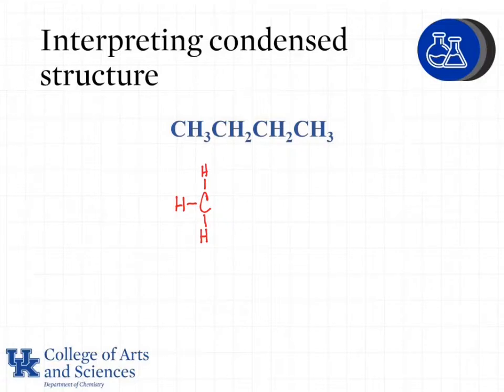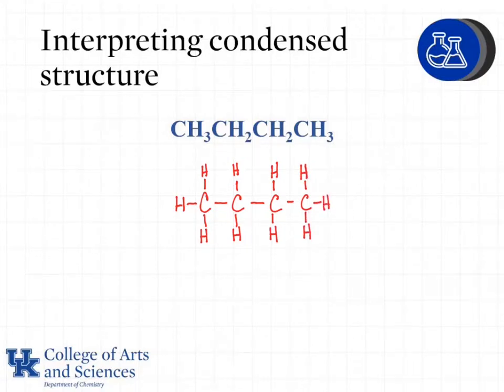We see that is attached to a carbon with 2 hydrogens, which is attached to a carbon with 2 hydrogens, and then a carbon with 3 hydrogen atoms. So these two structures, shown in very different ways, represent the exact same information. We can also write this as a skeletal structure, but it's usually easier to go from the condensed structure to the Lewis structure before we write the skeletal structure.